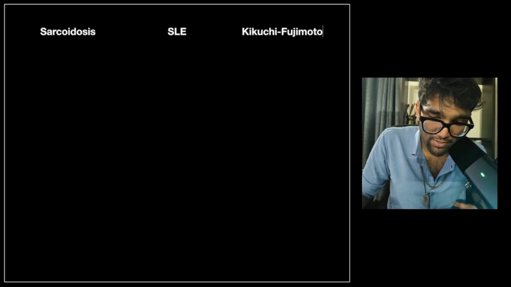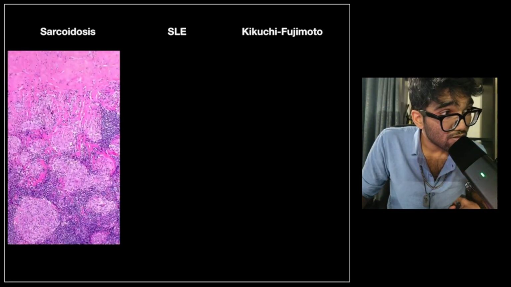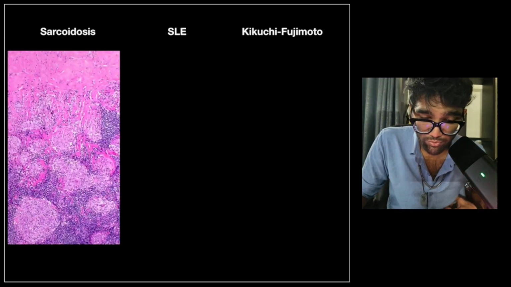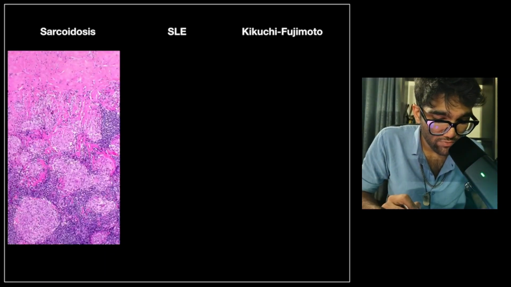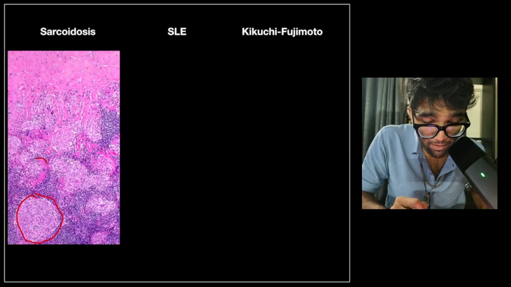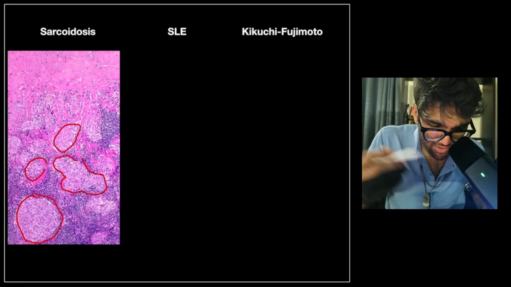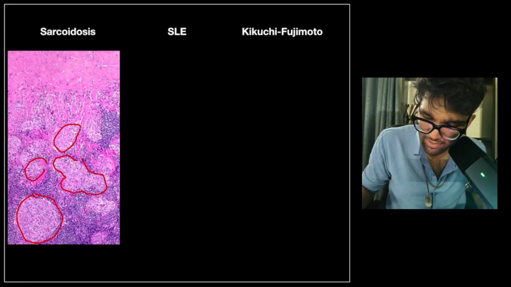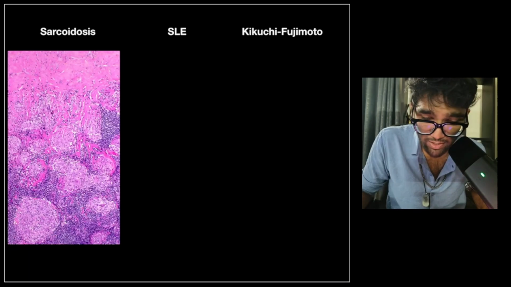Now, let's have a look at the histopathological findings in these entities. The first image is that of sarcoidosis. What you see here is the paracortex of the lymph node, which contains these discrete collections of histiocytes. How do I know these are histiocytes? Because these are very pale cells and they're very large. They're forming these discrete collections, which are actually granulomata.